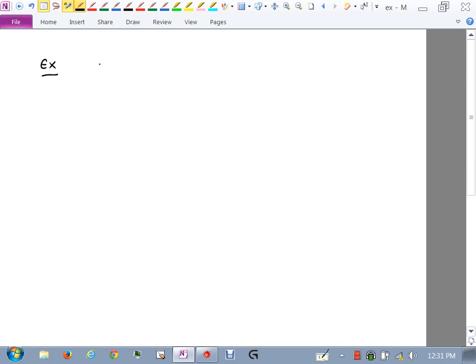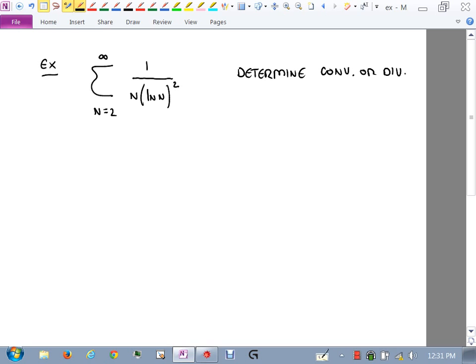All right, so next example. Let's try and find the sum from n equals 2 to infinity of 1 over n times the natural log of n, squared. And then the question is, determine the convergence or divergence of this series.